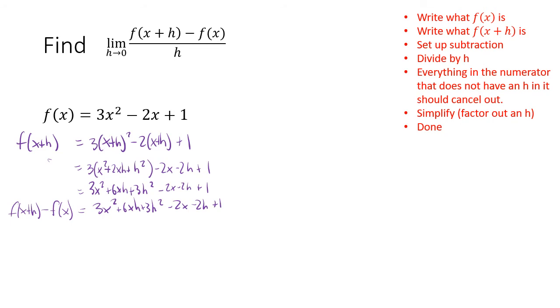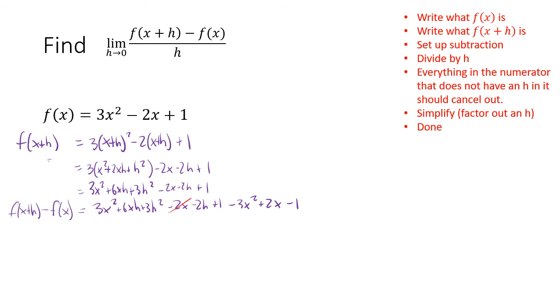Now subtracting f of x means we're going to make it negative 3x squared plus 2x minus 1, right? It's all this stuff, f of x, subtracting it. So distribute a negative 1 through. All right, what cancels out?